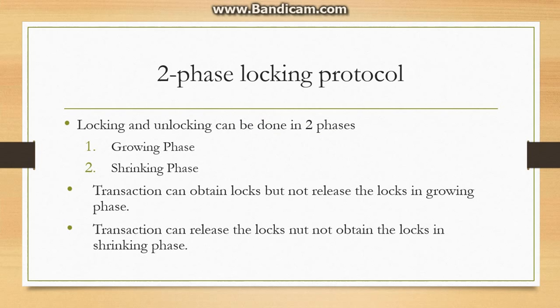The next one is a two-phase locking protocol. In two-phase locking protocol, locking and unlocking can be done in two phases. First one is the growing phase and second one is the shrinking phase. Transactions can obtain locks but not release locks in the growing phase, whereas transactions can release locks but not obtain locks in the shrinking phase.